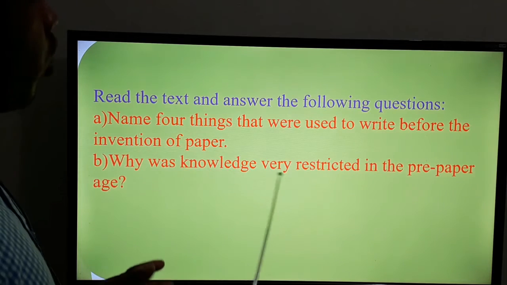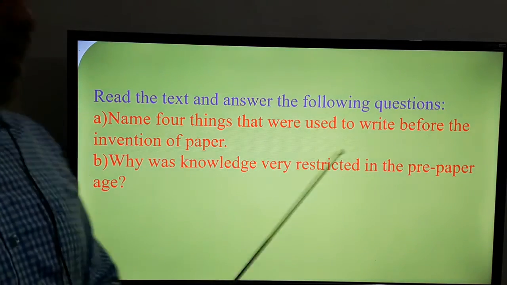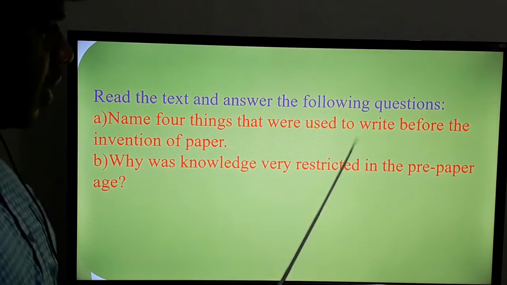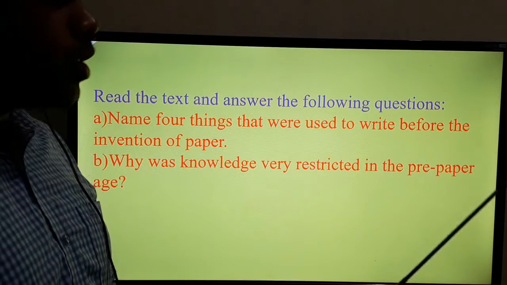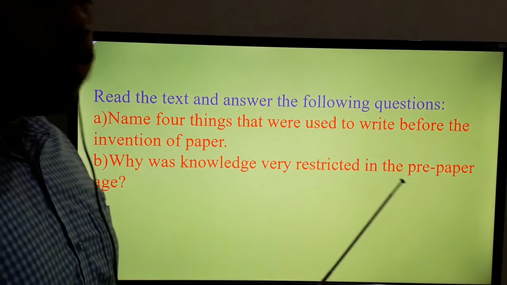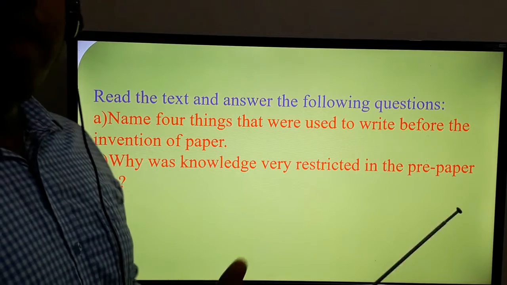Number 2, why was knowledge very restricted in the pre-paper age? Why was knowledge restricted? The knowledge was very restricted in the pre-paper age because the writing materials, the writing documents, were not available. They were very expensive and it was not possible to carry them from one place to another.